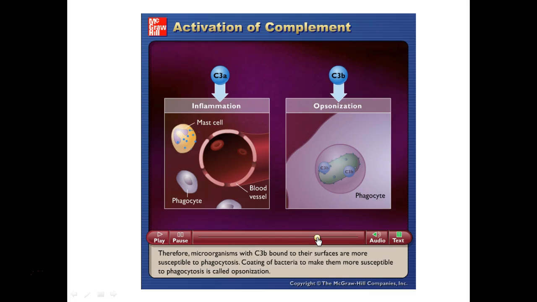So I always remember C3b. I remember B for binding. And there's 3 pathways, so we know number 3 is a really important number. And C, as we said, is for complement.